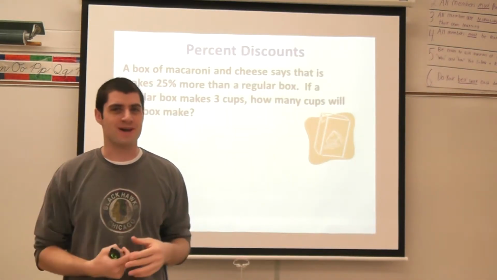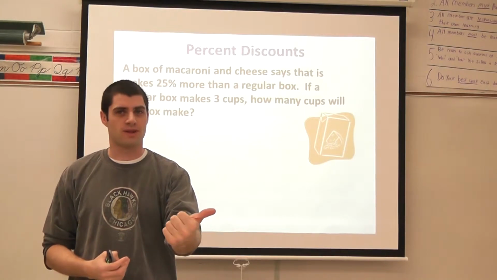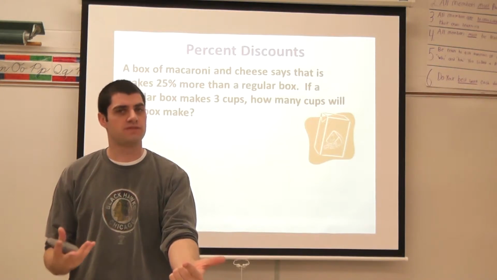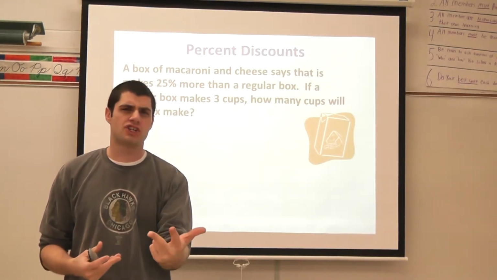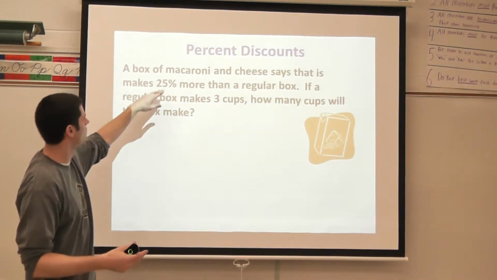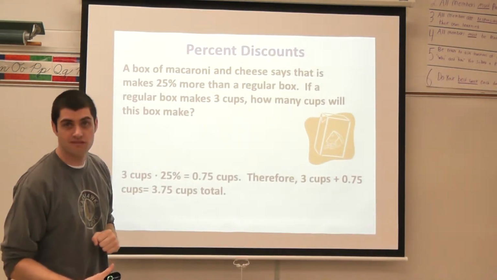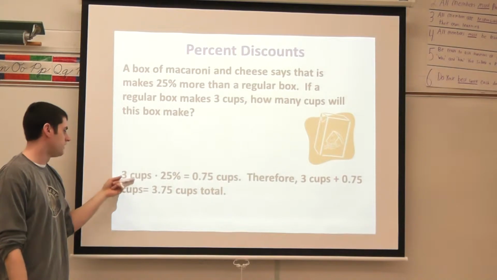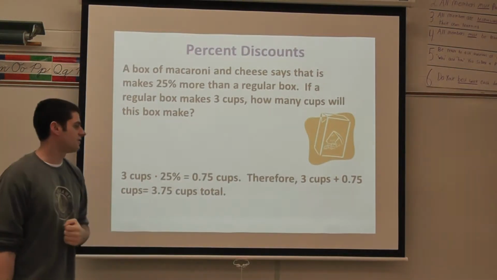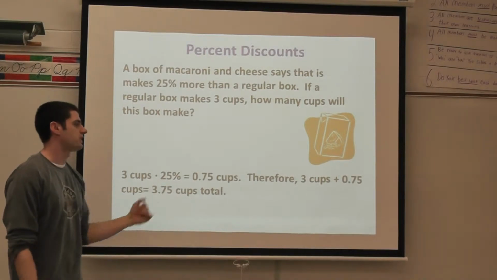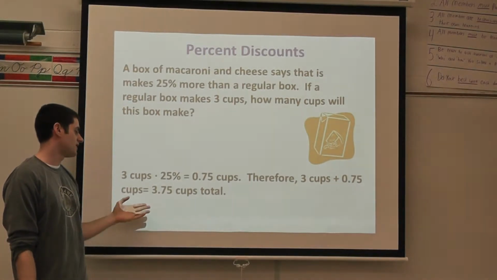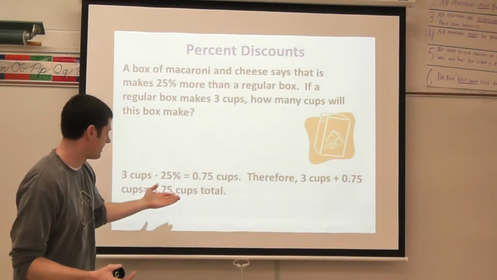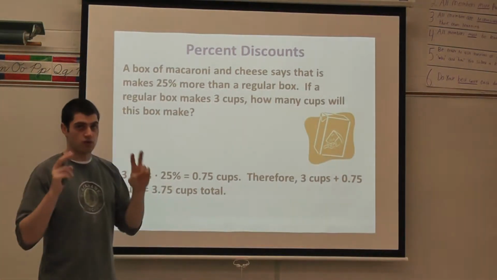So there's a lot of mental math going on here. So let's try that again. 10% was 30 hundredths, 20% was 60 hundredths, and I said the other 5% was 15 hundredths, so if I add that to the 60 hundredths, I should get 75 hundredths, which is 25%. Let's see if I'm correct. Double check it. So here's where I use a calculator or my smartphone to check myself: 3 cups times 25% is going to give me 0.75 cups. Therefore, 3 cups plus 0.75 or 75 hundredths cups equals 3 and 75 hundredths cups total. So this is what that new box would give me because it's giving me 25% more.